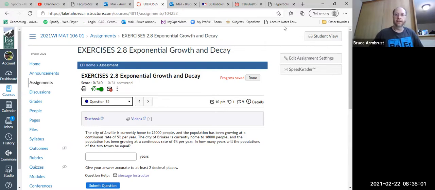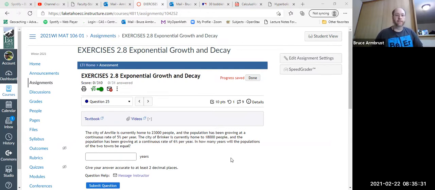So the city of Anvil. Okay, you just weren't sure how to set equal. Okay, so let's see what we can do here. So the city of Anvil is currently home to 23,000 people, and population has been growing at a continuous rate of 5% per year. The city of Brinker is currently home to 18,000 people, and the population has been growing at a continuous rate of 6% per year. In how many years will the populations of the towns be equal?